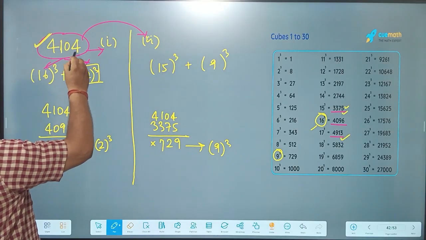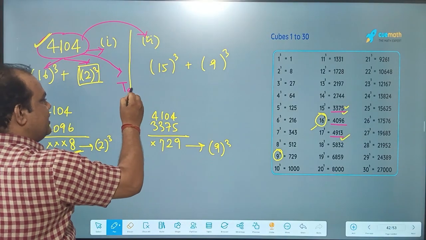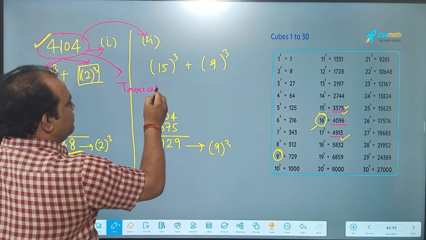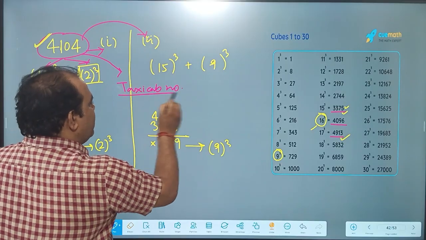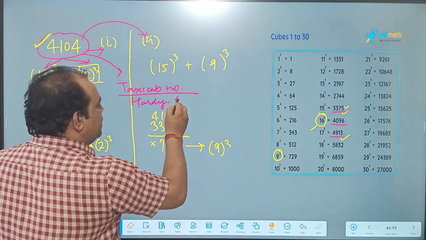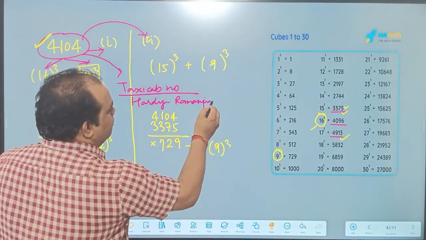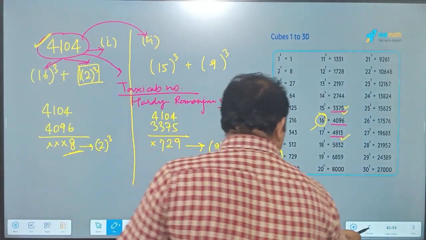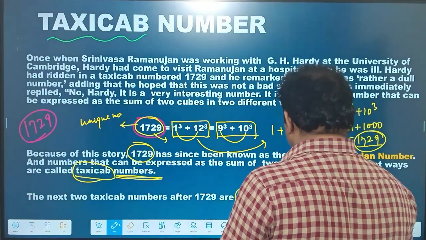So this number is also a taxi cab number, or we can say Hardy Ramanujan number. The second one, this one I'll leave to you to do it.